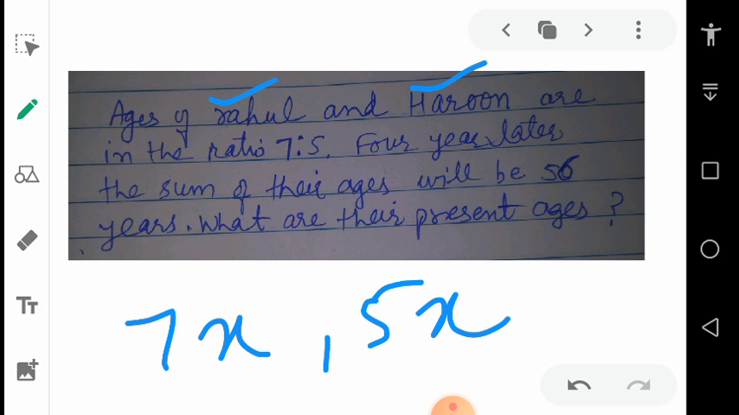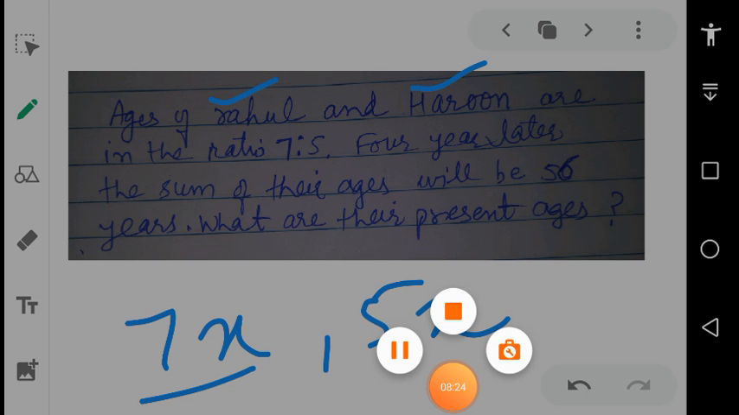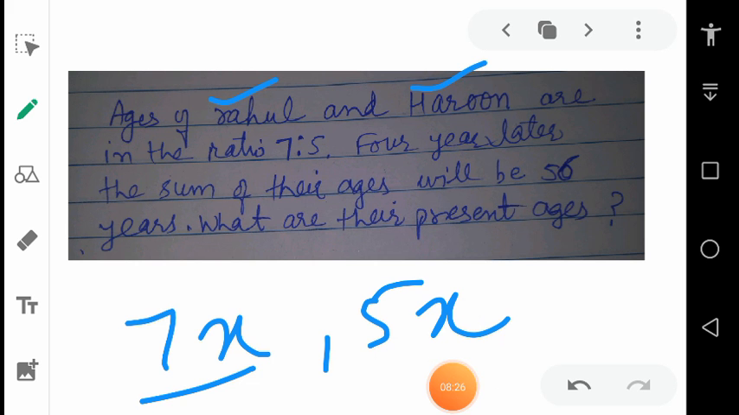As in the previous question I told you, whenever the ratio is given, consider the values in such a way that the ratio is multiplied by a variable, as 7 is multiplied by x, 5 is also multiplied by x. Now these are the values, and we will use these in solving this. So 4 years later, the sum of their ages will be 56. And what are their present ages?